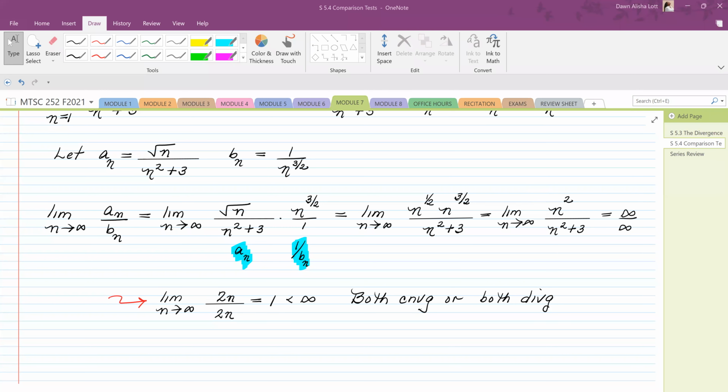Okay, so can somebody tell me whether this converges or diverges? Whether my original series converges or diverges? Nobody has any idea.